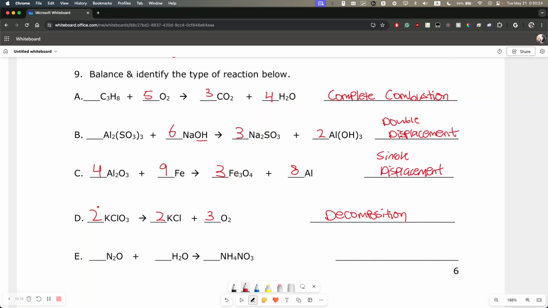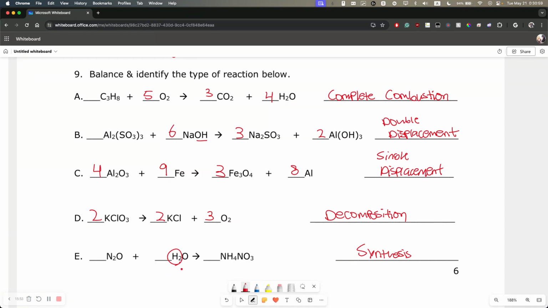Last but not least, let's take a look at 9E. This is, of course, a classic example of synthesis, because we have 2 separate compounds that merge into one. And we just start off with the leftmost element, N2. We have one N here, one N here. N's are balanced. Let's take a look at the hydrogens first, since there's an oxygen here and an oxygen here.